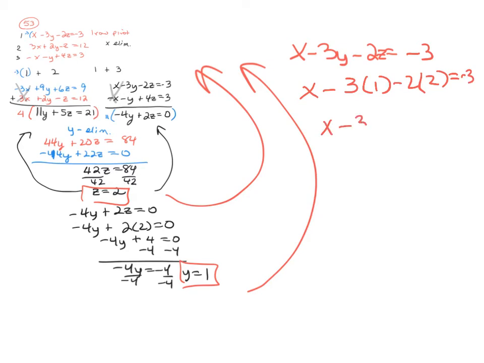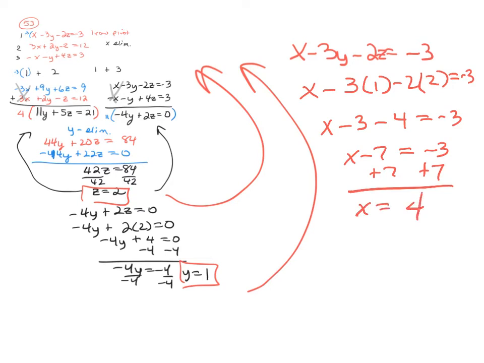And x minus 3 minus 4 equals negative 3. X minus 7 equals negative 3. Add the 7, and x equals 4. So my ordered triple is 4, 1, 2. That was 53.